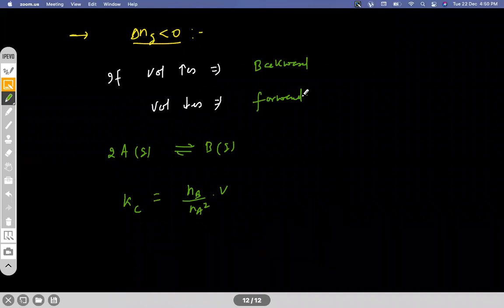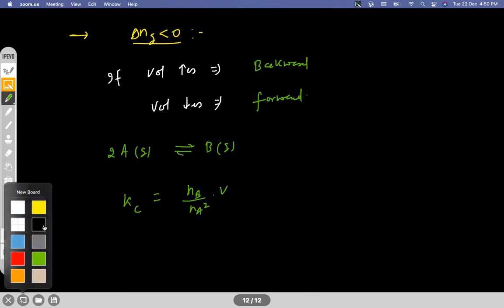Got it? Clear? Understood? So this is the effect of addition of an inert gas at two different conditions. Any one they can ask you in exam. Important, we have this point. The last one we have in this is addition of a catalyst.